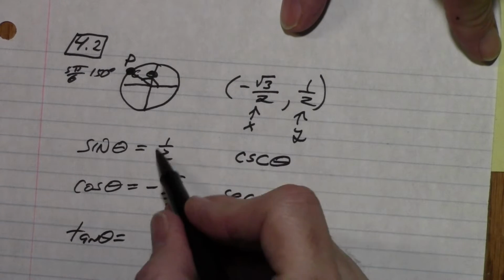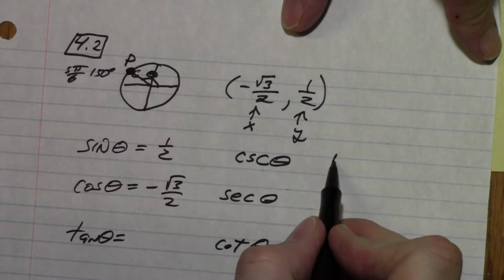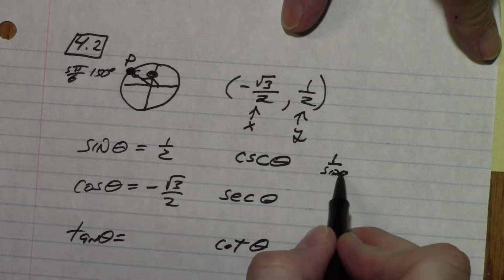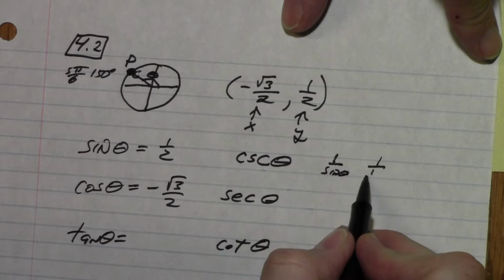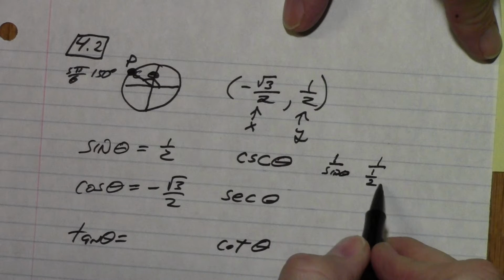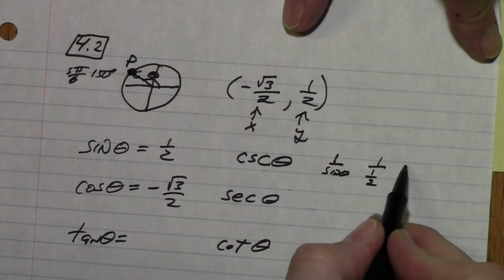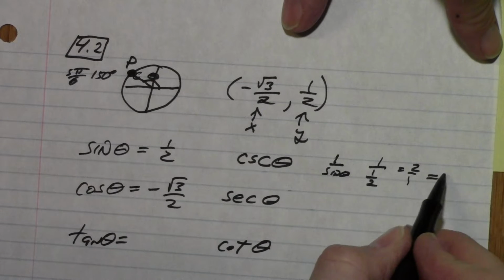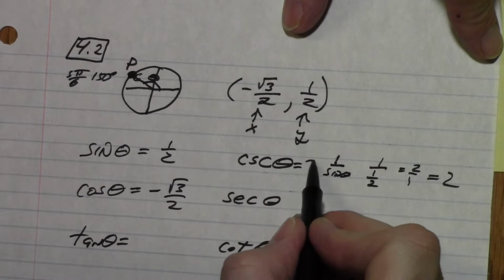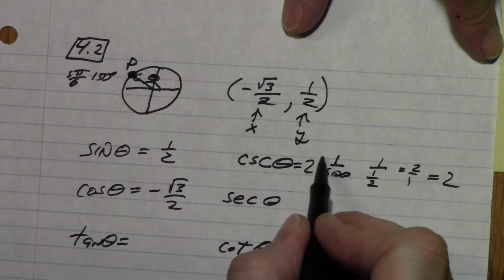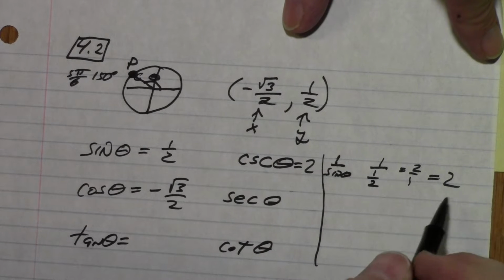Cosecant is nothing more than the reciprocal of sine, or 1 over sine theta. Well, 1 over sine theta would be 1 over 1/2, multiplied by 2 over 2, and you would get 2 over 1, or 2. So the cosecant of theta is 2. Okay, let's do my work over in this spot.